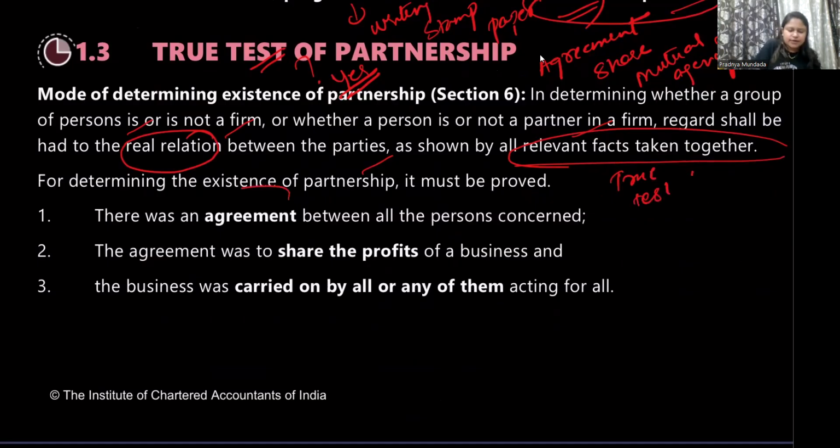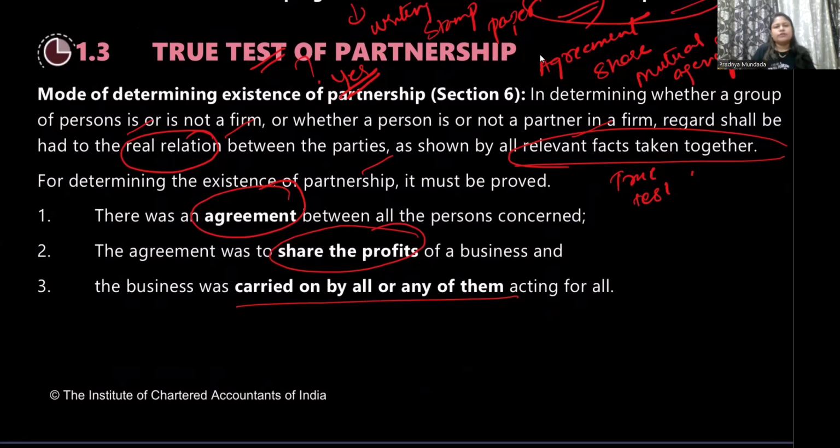So look at that. Agreement, share of profits, and business carried on by all or any one of them acting for all. So there should be an agreement between all the persons concerned. If all the persons are a part of the agreement, it is a partnership and those are partners. If all of them are sharing profit, they're partners, and there's a firm and everybody connected is a partner. If one is acting in 2 capacities, one as a principal for himself and one as the agent for others, then for whom all he is acting, all will be considered to be partners. And together they're called a firm.